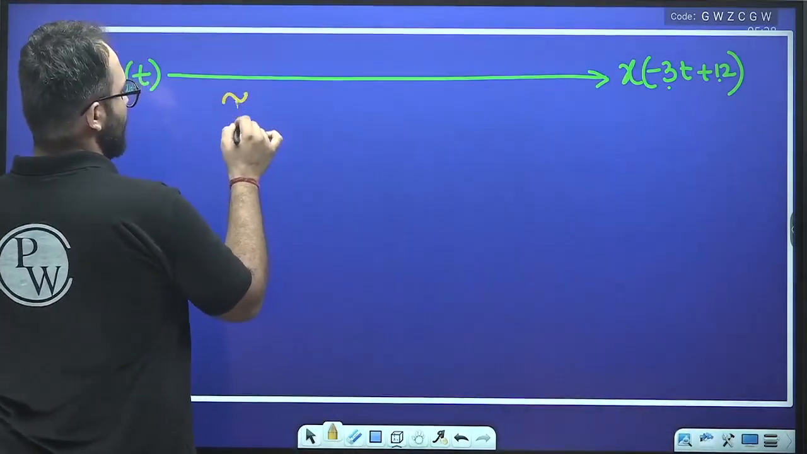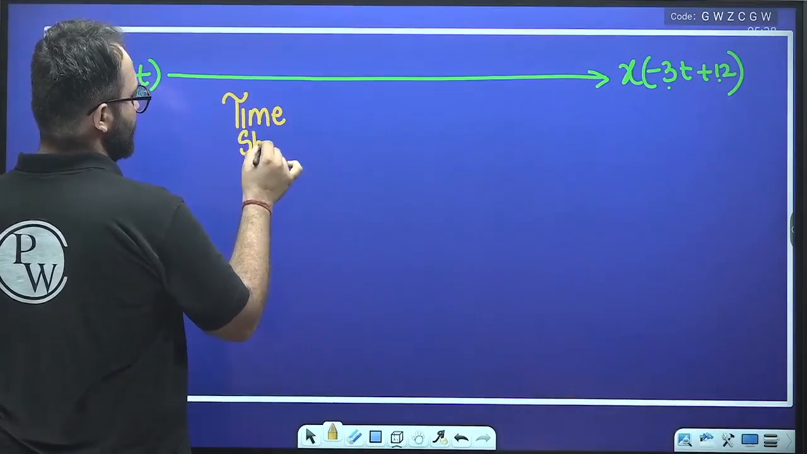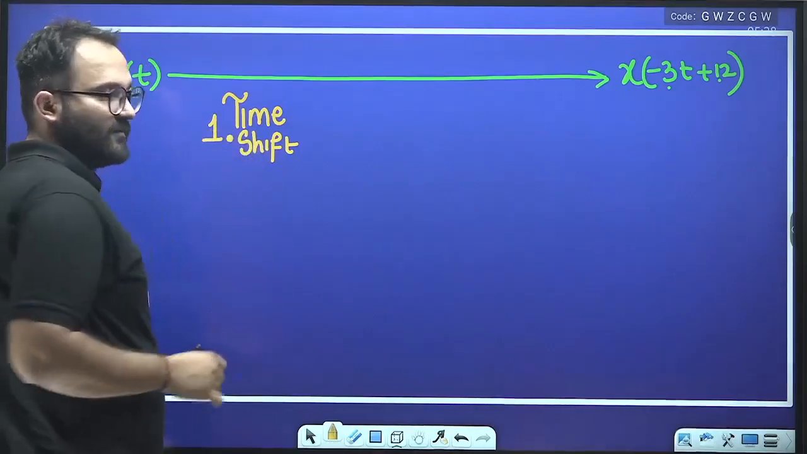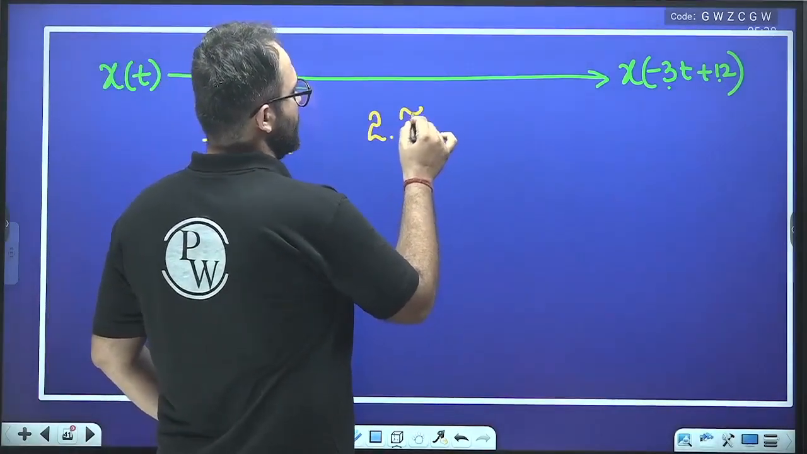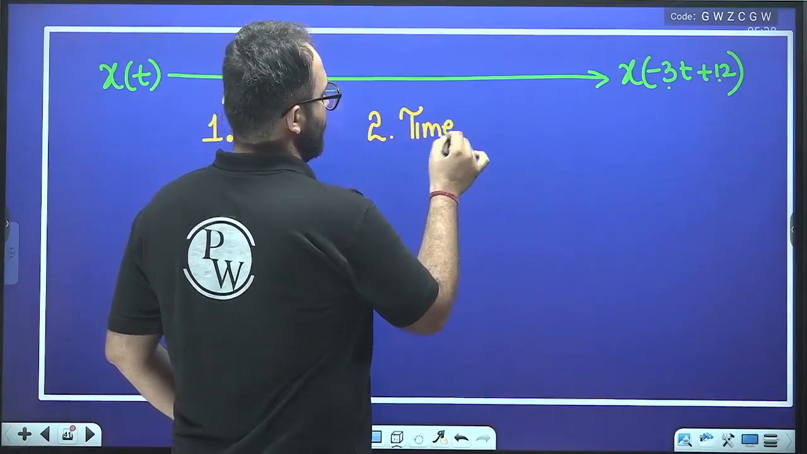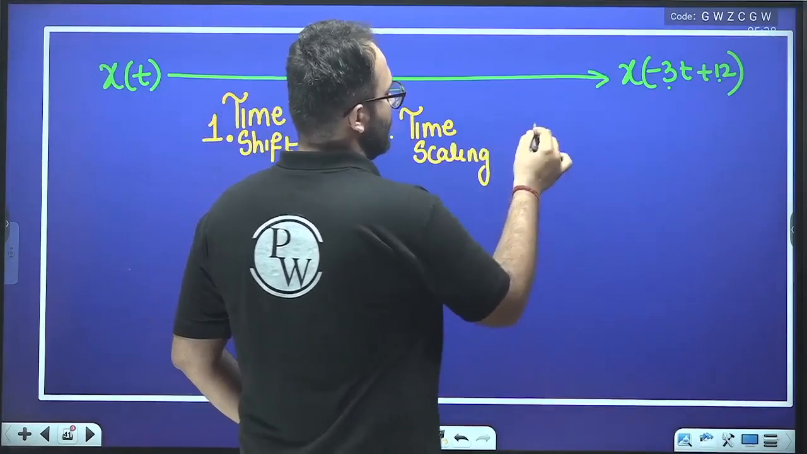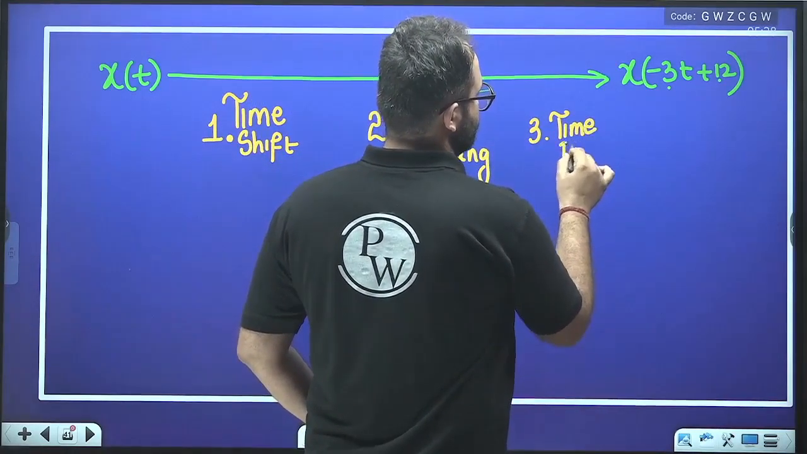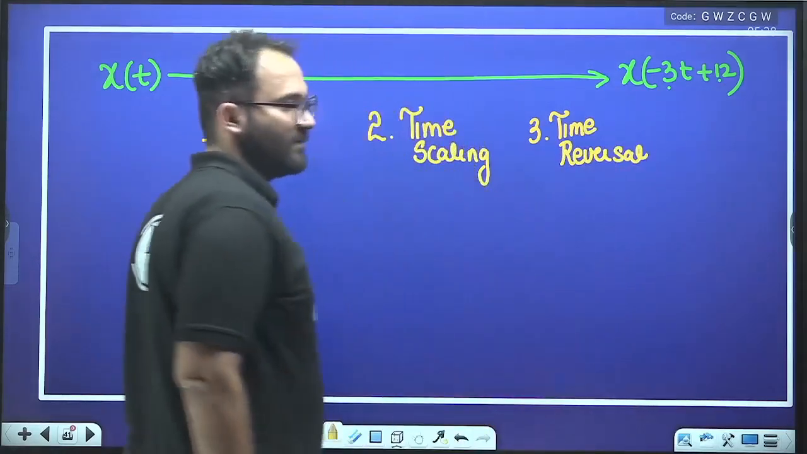So always remember that we have to apply the operations in this format. First of all, apply time shift. Always remember the sequence. First of all, we have to apply time shifting. Then we have to apply time scaling. And third, we will apply the time reversal.